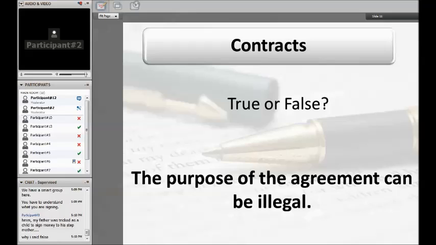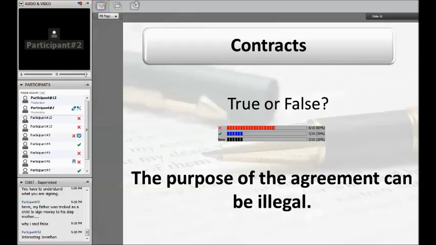Okay, my father was tricked as a child to sign money to... that is very interesting because a minor really can't sign a contract. I'd be interested to hear more about that.